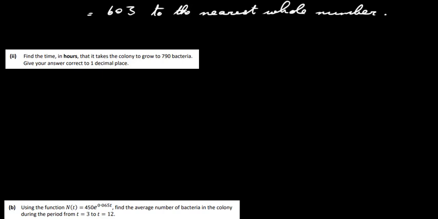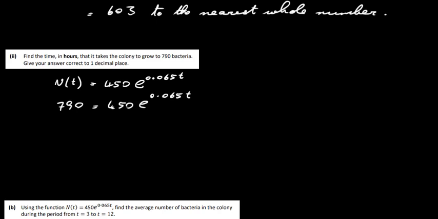Part 2 then, find the time in hours it takes the colony to grow to 790 bacteria. Give your answer correct to one decimal place. So again, this is just the use of the formula, so we need to write that down. We've got n of t is equal to 450 e to the power of 0.065 t. So this time we were given n of t, so we're told n of t is 790. I'm going to put 790 there and work backwards to find the time in hours.